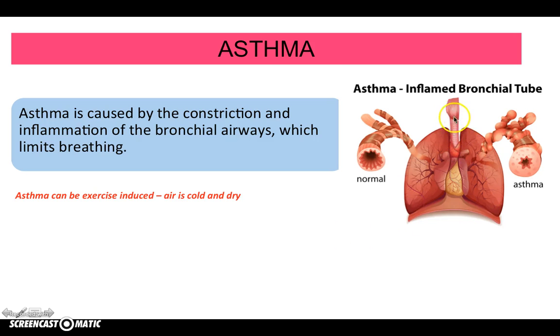So here we've got the bronchi, which split into bronchioles. As you can see, that's a normal bronchiole. Nice area, nice circumference here for oxygen and air to be flowing through to the lungs. With asthma, you get inflammation and a constriction, so it narrows the airway. That's what asthma does. Asthma can be exercise induced due to the temperature outside.